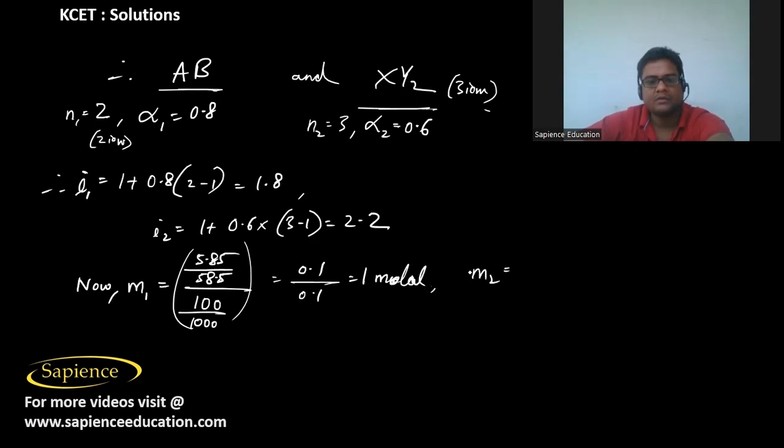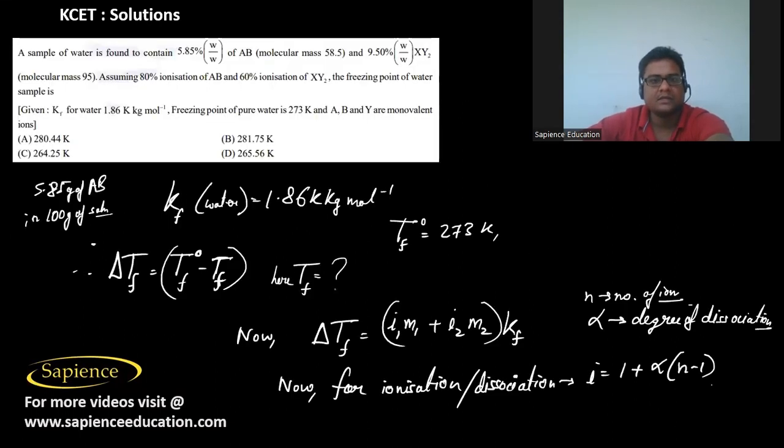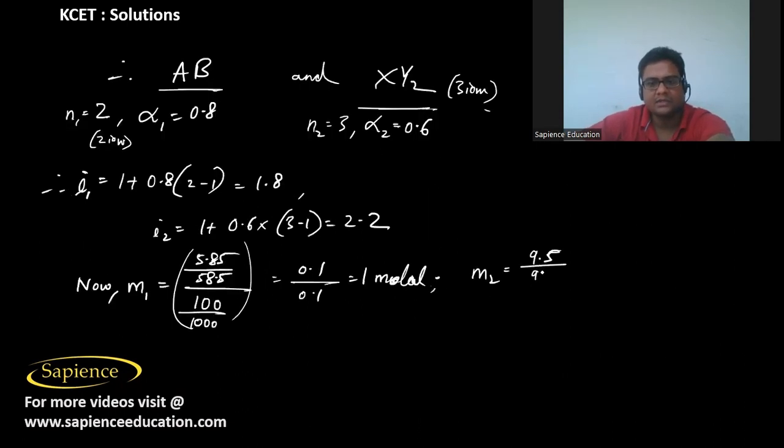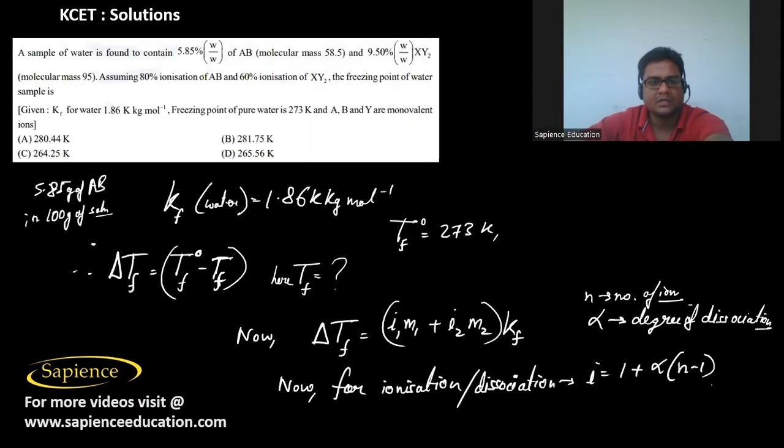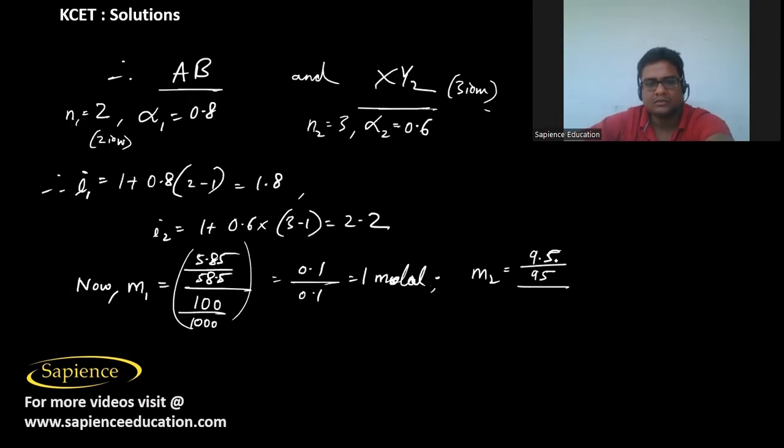Similarly, M2 will be equal to the number of moles of XY2, that is 9.5 gram is taken in 100. So here also 9.5 gram of XY2 is in 100 gram of the solution. So 9.5 gram by 95, which is the molar mass told for XY2, so 9.5 by 95 divided by 100 by 1000. So this one is also 0.1 by 0.1. So that is also 1 molal.